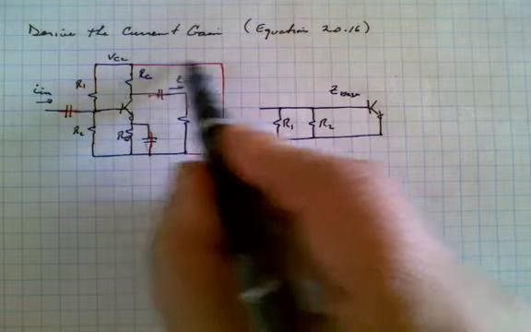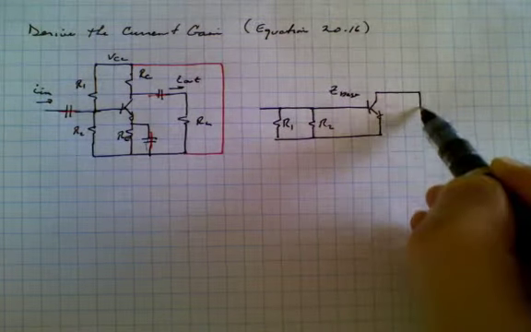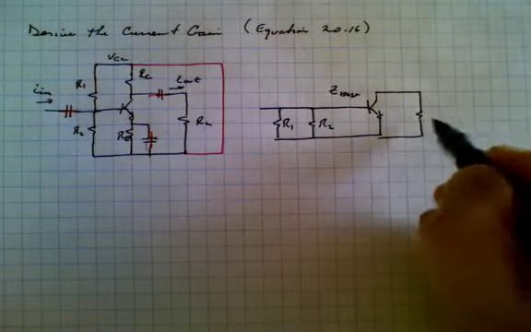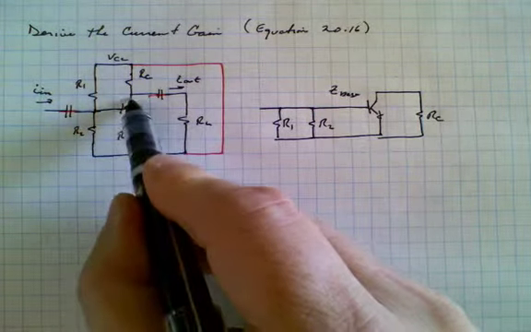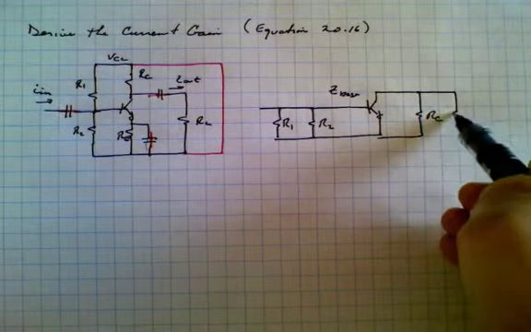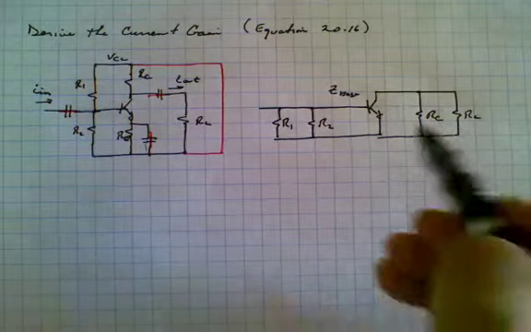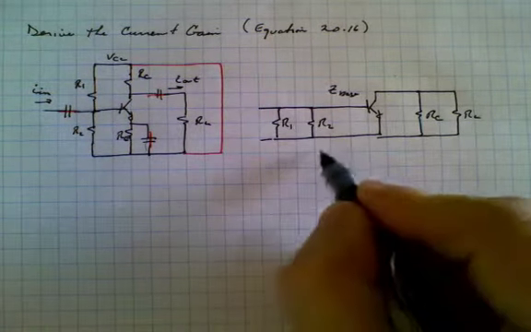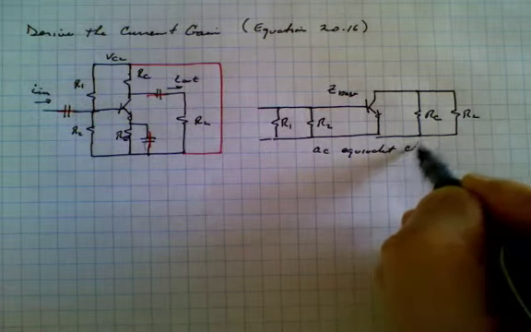We have the collector resistor, RC, and here we have the load resistor RL coming from the collector, again in parallel with RC. So this is the equivalent circuit for AC.